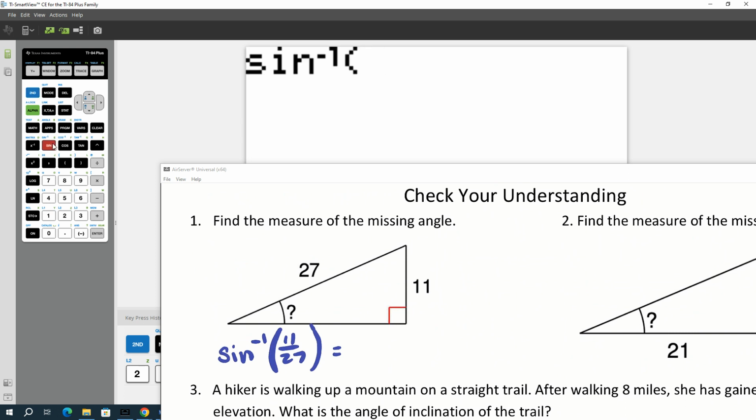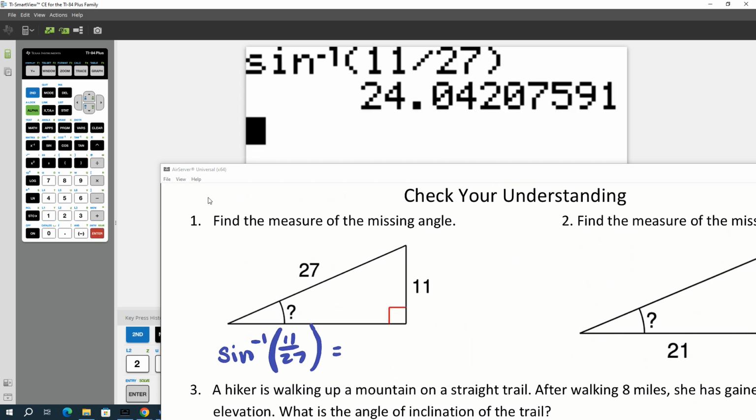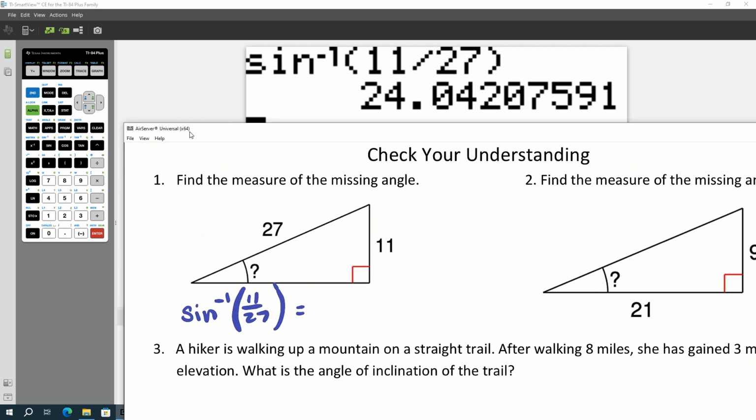Did it tell you? No. Two decimals. I just did 2 when I did it earlier. And then just do 11 divided by 27, or you could do the fraction button. It's not necessary though. As long as you're in degrees, which you should be, that would be the angle that has that sine: 24.04 degrees.